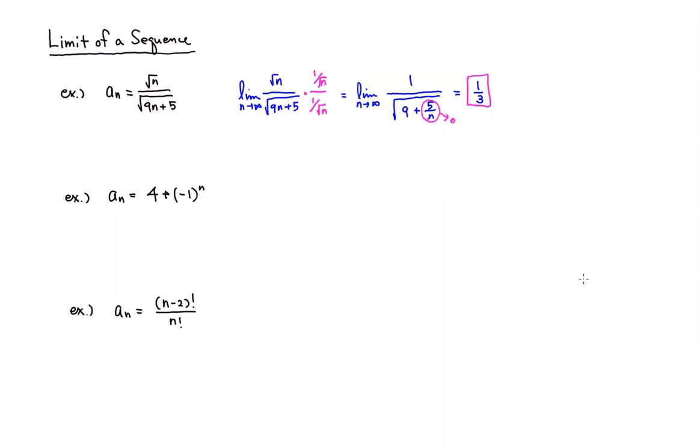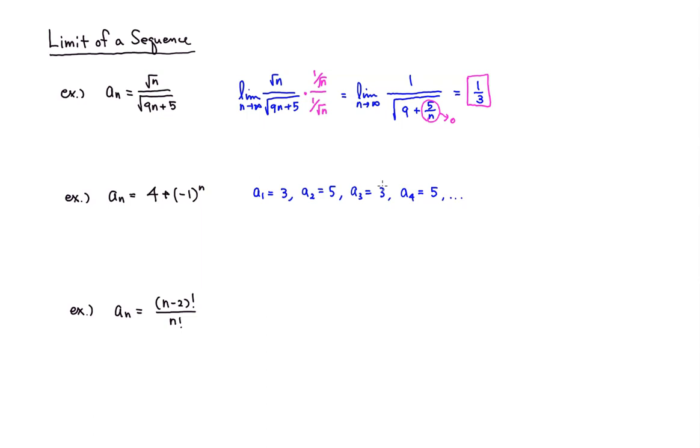This one's a little tricky. Let's write down first a few terms. A1 is 4 minus 1, so it's 3. A2 is 4 plus 1, so it's 5. A3 is 4 plus negative 1 cubed, so it's 4 minus 1, which is 3. And A4 is 4 plus negative 1 to the 4th power, so it's 4 plus 1, which is 5. So you can see that this is just going back and forth between 3 and 5.